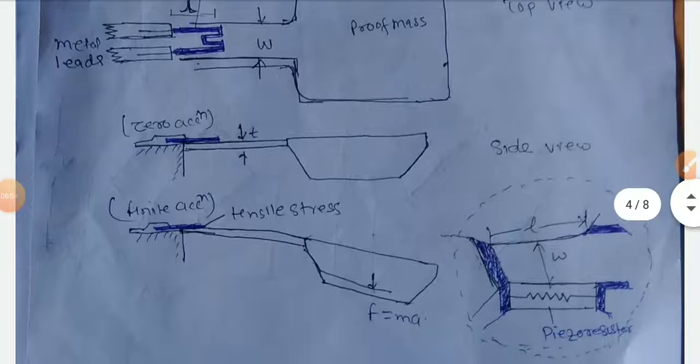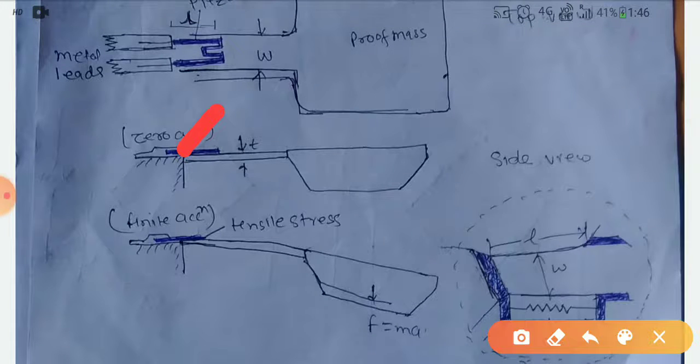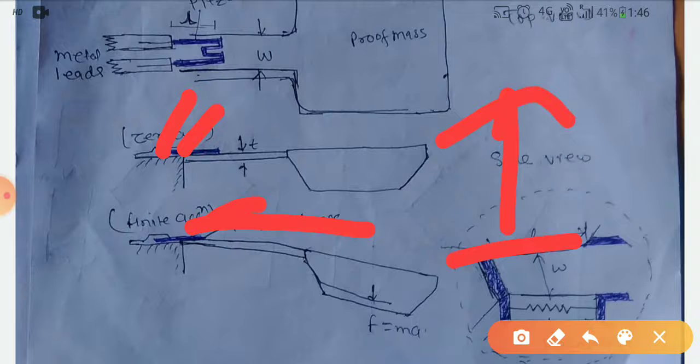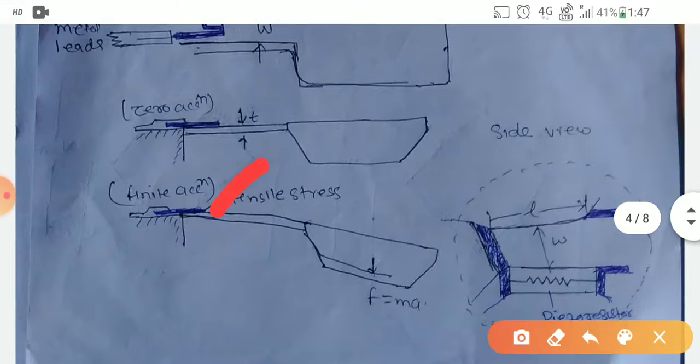Here you can see this is a highly sensitive region. At the initial point acceleration is zero. When a proof mass is attached, it is going to bend like this. In this highly sensitive region, the movement of the proof mass from top to bottom, in the vertical direction, will cause bending. Here there is a mechanical stress region, that means induced tensile stress.